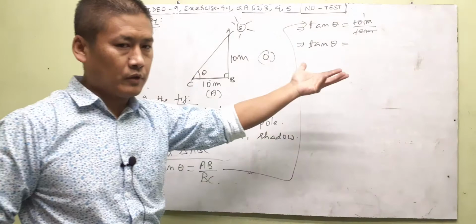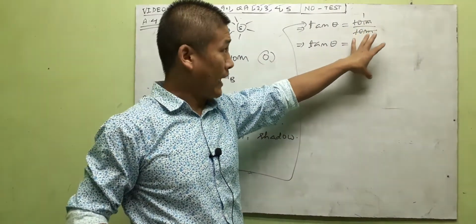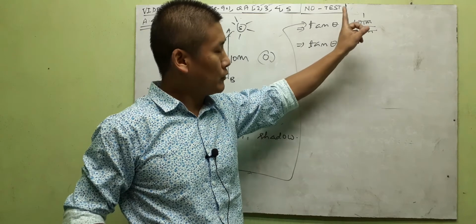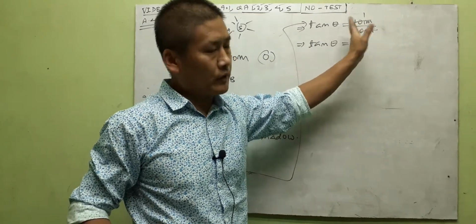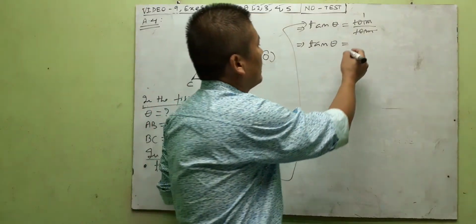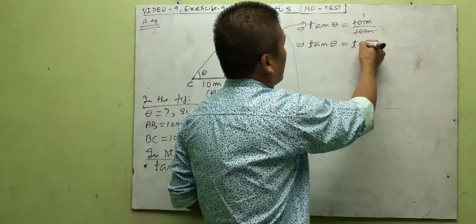Now go to the table of trigonometric values of angles. Find out which angle has tan value equal to 1, 30 or 45 or whatever is equal to 1. And we find that the only value that matches this one is 45.